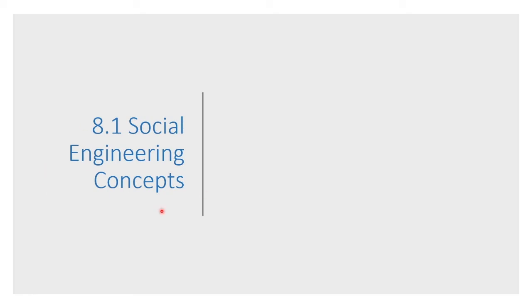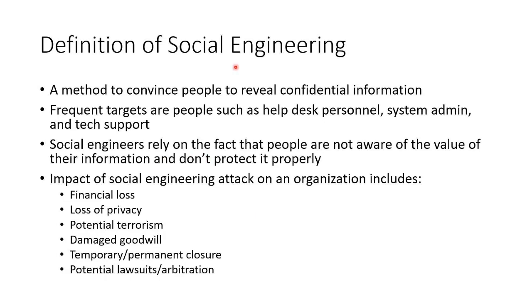So let's start with the social engineering concepts. The definition of social engineering: you are convincing someone to reveal confidential information. We often target help desk personnel, system administrators, tech support, but also end users. Social engineers rely on the fact that people are not aware of the value of their information, or they don't protect it properly, or that they could be psychologically manipulated.